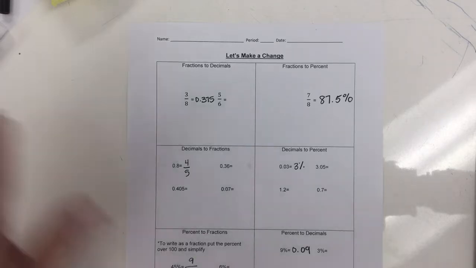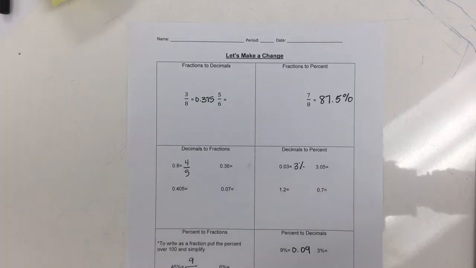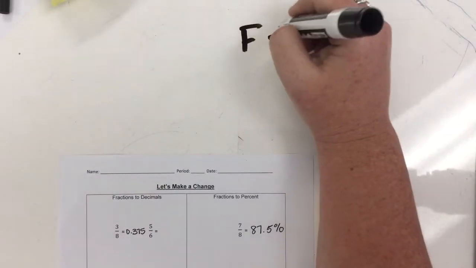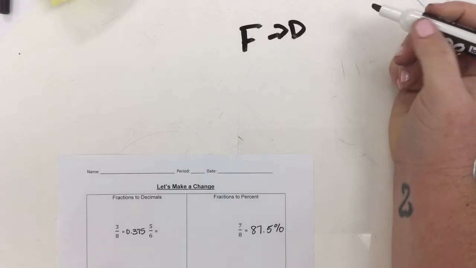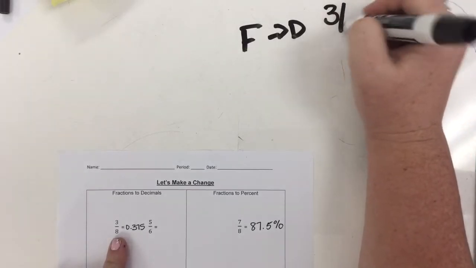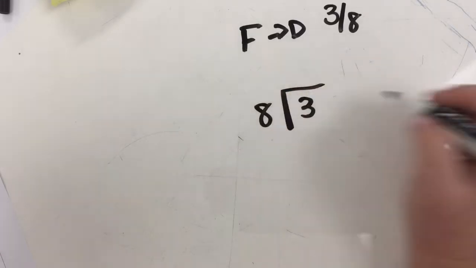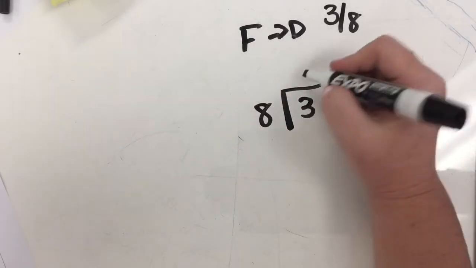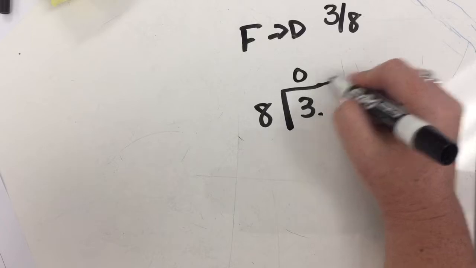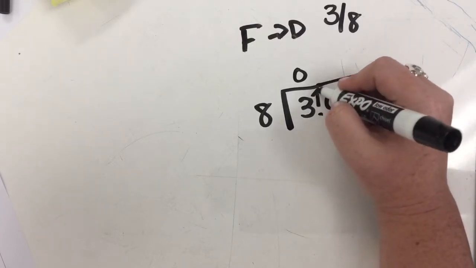I wanted you guys to practice the notes that we did today in class. So the first one was going from a fraction to a decimal, and our fraction was 3/8. So we're going to divide 3 by 8. You can't divide 3 by 8, so there's a 0 there. Add a decimal and a 0, and then bring your decimal up.